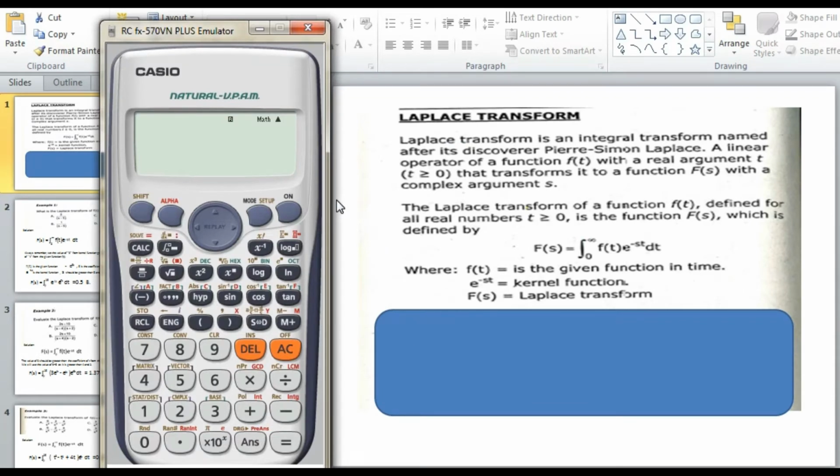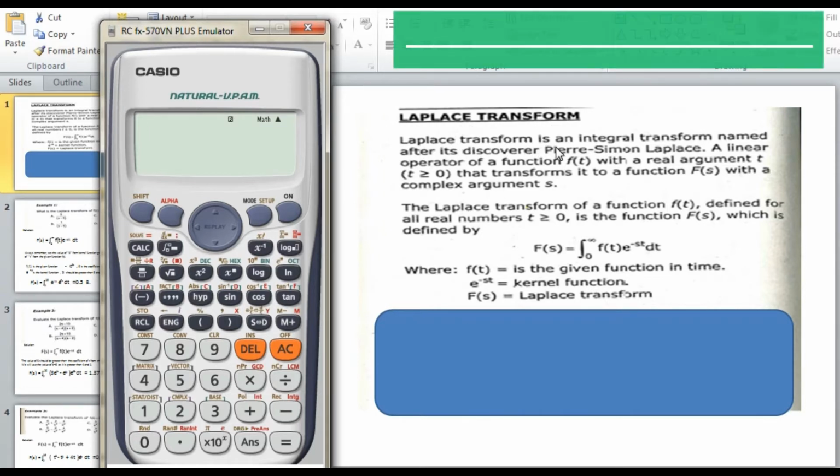In this video guys, we will discuss all about Laplace transformation. The Laplace transform is an integral transform named after its discoverer Pierre-Simon Laplace. It is a linear operator of a function f of t with a real argument t, where t is greater than or equal to 0, that transforms it to a function F of s with a complex argument s.